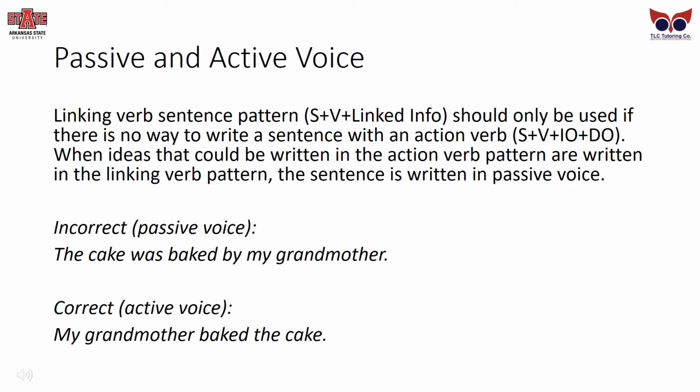In the example sentence, you will see, "The cake was baked by my grandmother." This is incorrect because grandmother is the one acting, baked is the action, and the cake is receiving the action. To correct this sentence and put it in active voice, you would need to phrase it, "My grandmother baked the cake." You'll note in the corrected example, the subject precedes the verb and is followed by the direct object. This is a correct active voice sentence pattern.